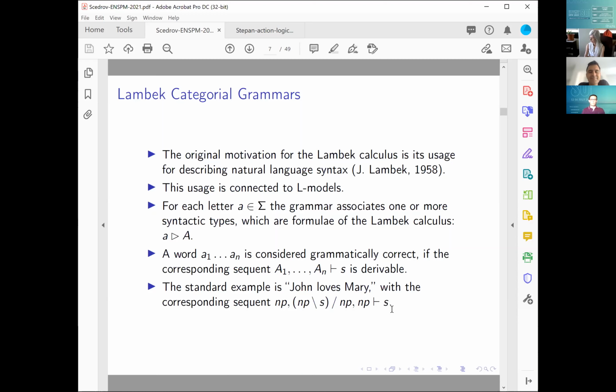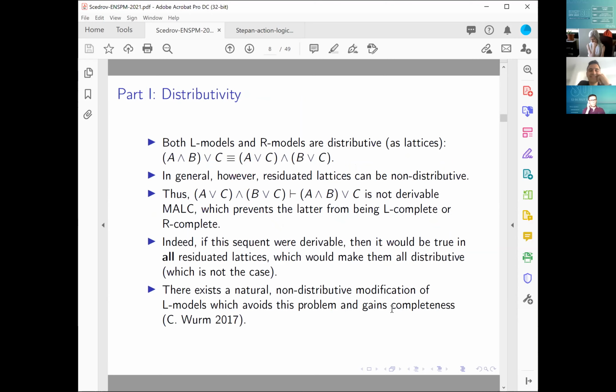So this is a pretty bold kind of thing, right? In natural language, a phrase or a sentence is grammatically correct if and only if the corresponding formula is derivable in some logical calculus. Amazing. The title of the talk is Adventures in Lambek Calculus. So the first adventure is distributivity.